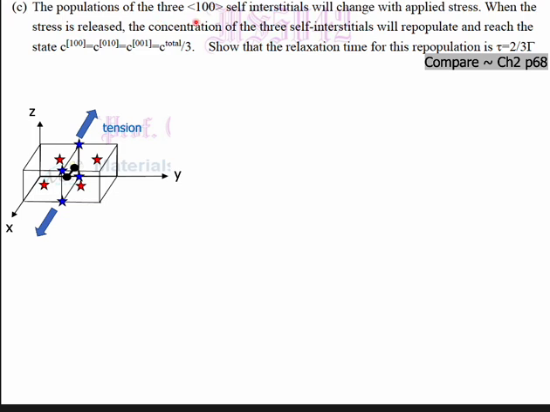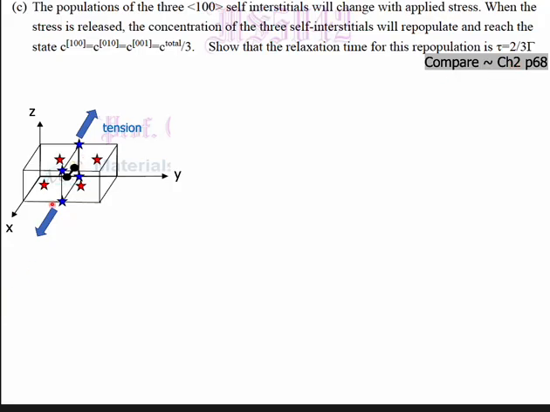The population of 3100 self-interstitial will change with applied stress. When the stress is released, the concentration of 3 self-interstitial will repopulate and reach the state 1 over 3 times C total. Show the relaxation time for this repopulation is tau equals 2 divided by 3 times gamma. Okay, so you can have a look at lecture 2, page 68 in the PPT slide.